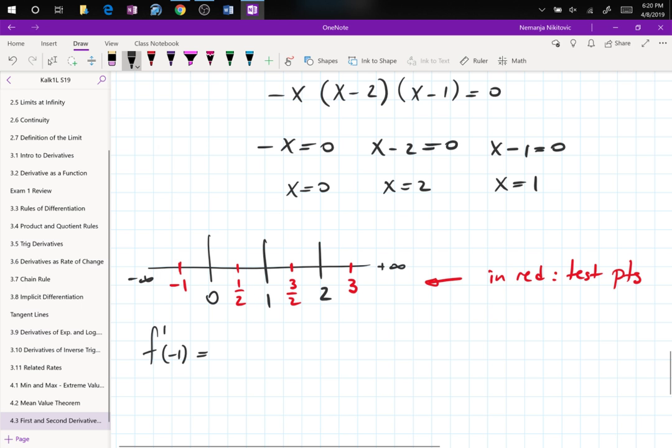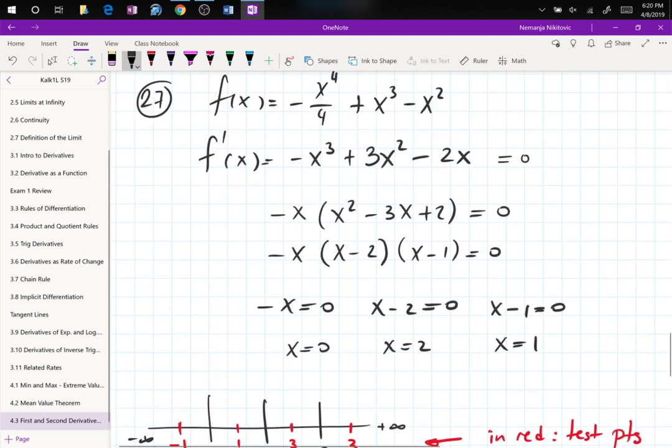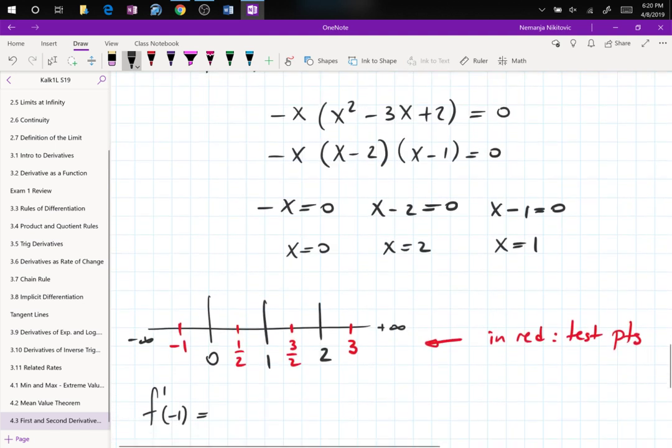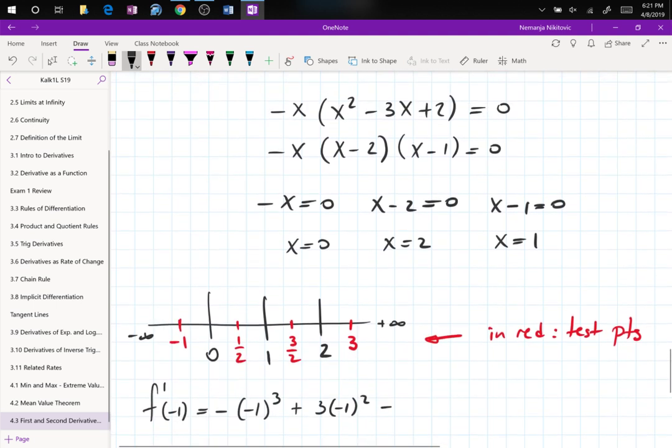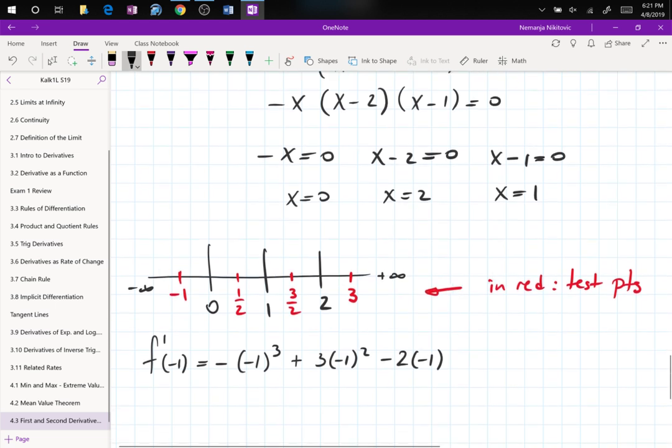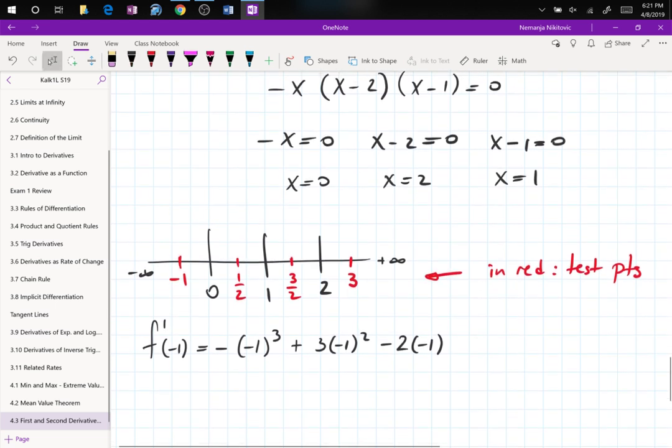So we go to the first derivative. So it's negative 1 cubed plus 3 times negative 1 squared minus 2 times negative 1. And we calculate this. So this is 1 plus 3 plus 2 is 6, larger than 0, increase.